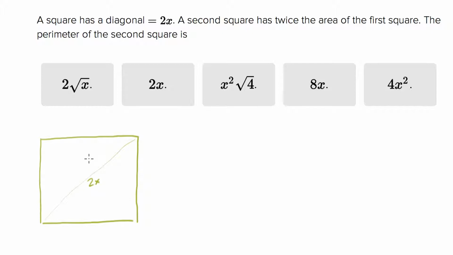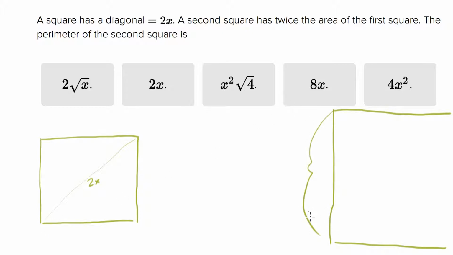right? And then it says they have a second square that has twice the area of the first. I'll draw that over here. Doesn't even fit on the screen, right? The perimeter of the second square is what we want. So, we need to calculate the length of one of these sides of the second square.